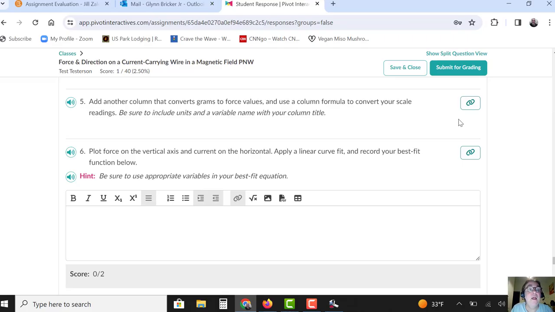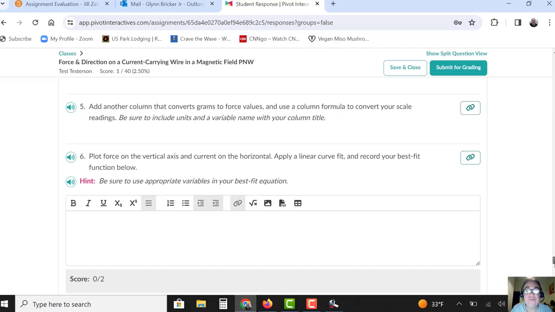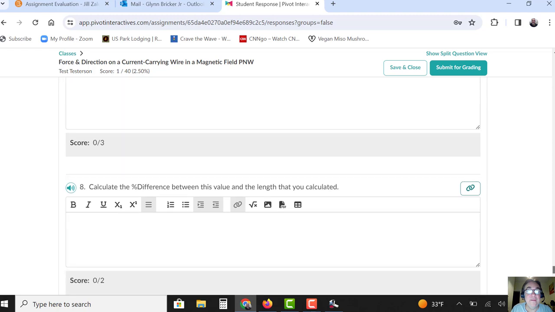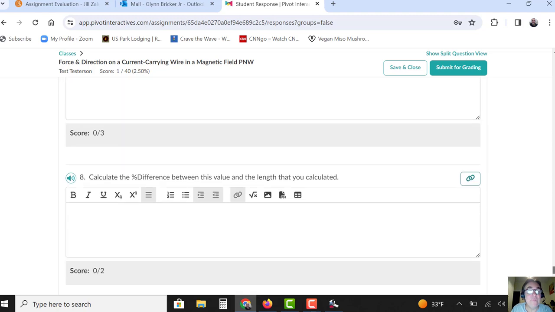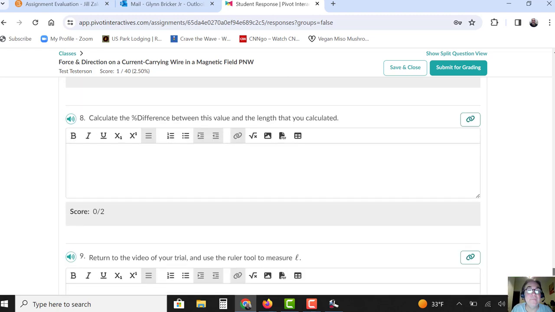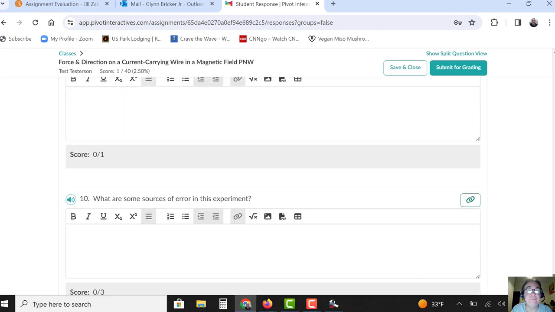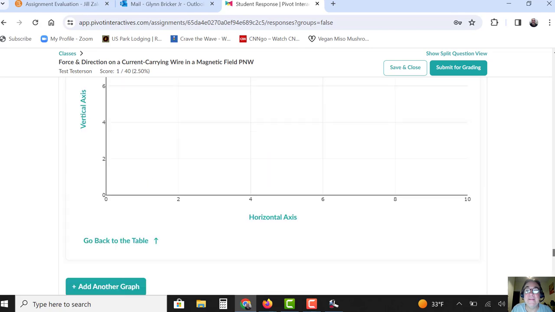Okay, let's go back to it. So again, you make your nice graph, and you can figure out the length just the way I just told you. And let's see what it says here. You now use your graph to calculate the length of the wire. Briefly explain how you would do this. Okay, good. We did that from the slope. Calculate the percent difference between this value and the length that you calculated. So you can actually measure the length of this with the length tool. And how do you do that?